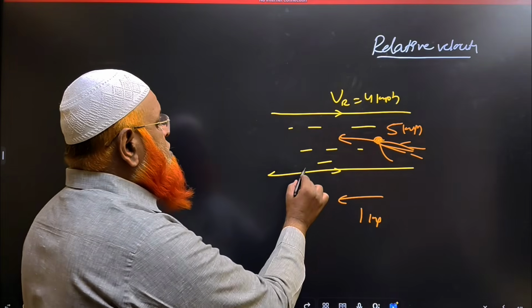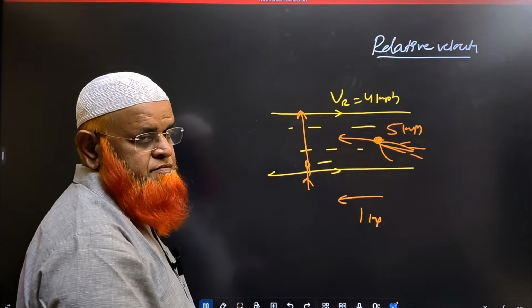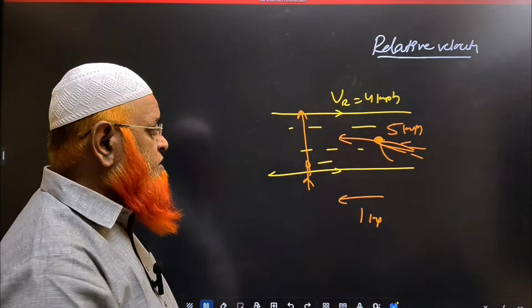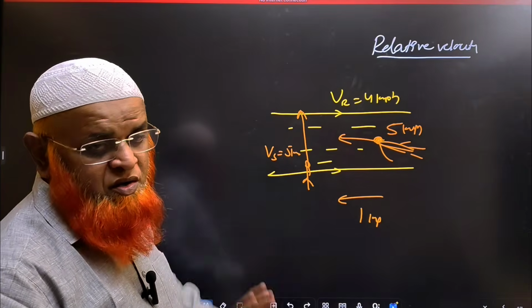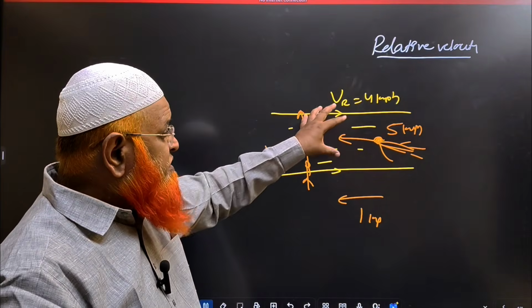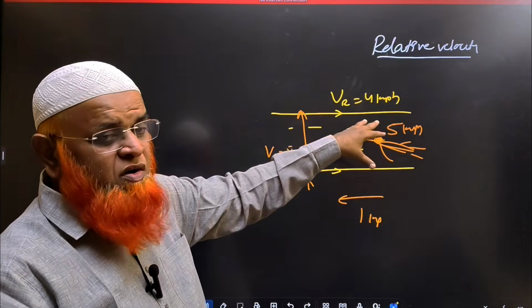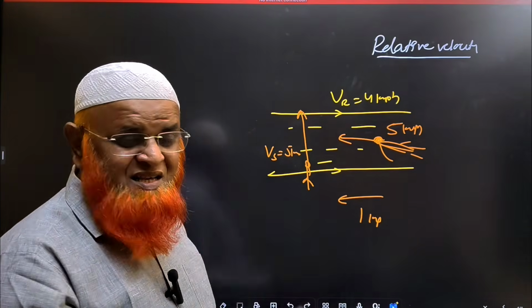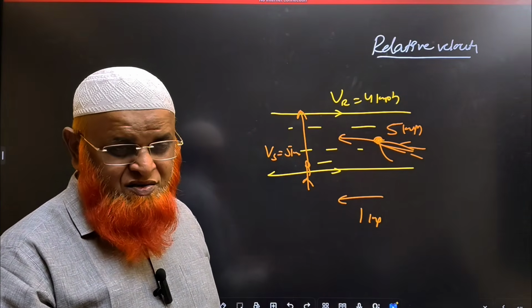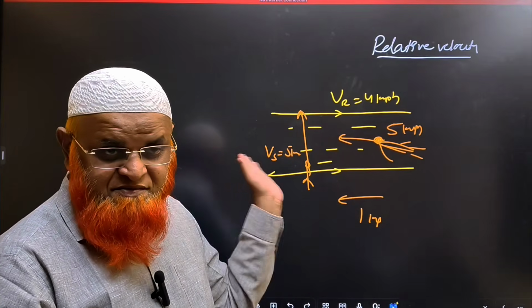Okay, if someone wants to cross from here to here, and the water is moving with 4 kilometers per hour and the velocity of a swimmer is 5 kilometers per hour, then only he will cross. Only if his velocity is greater than the river velocity can he cross the river. If his velocity is lesser than the velocity of the river, he can't cross.